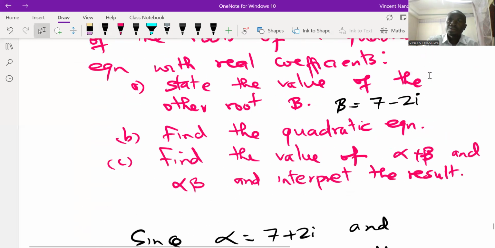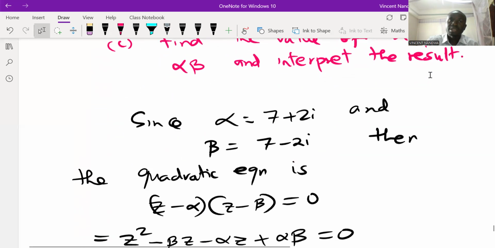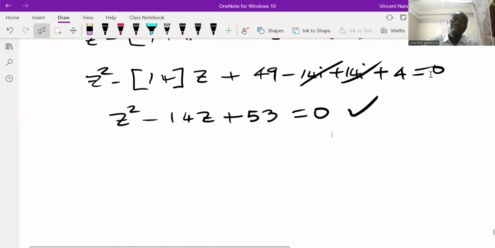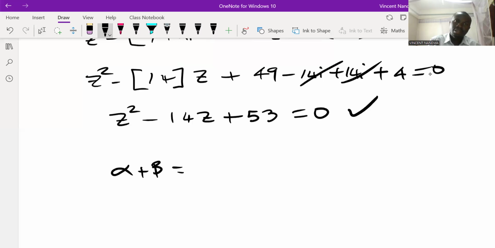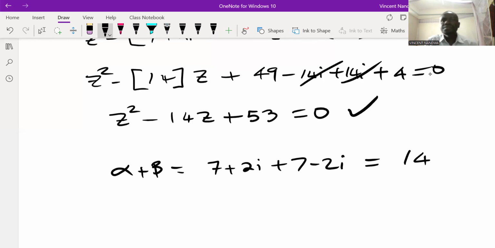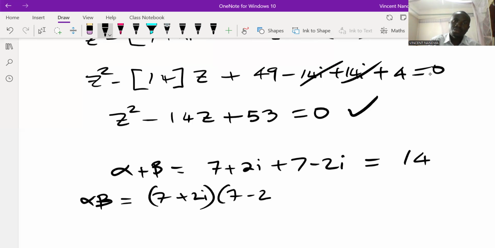Then find the values of alpha plus beta and alpha times beta, then interpret the results. Part C, alpha plus beta is 7 plus 2i plus 7 minus 2i, whose value is 14. And then alpha times beta is 7 plus 2i times 7 minus 2i.